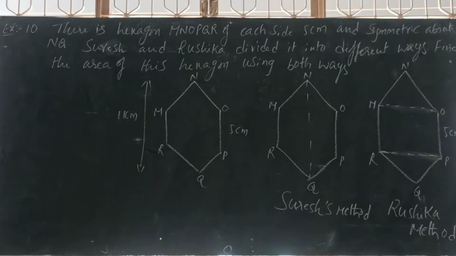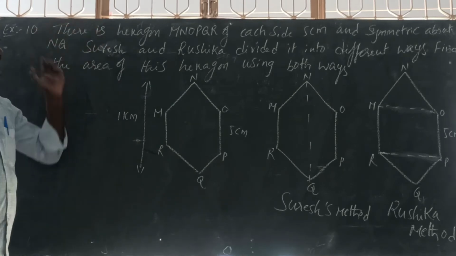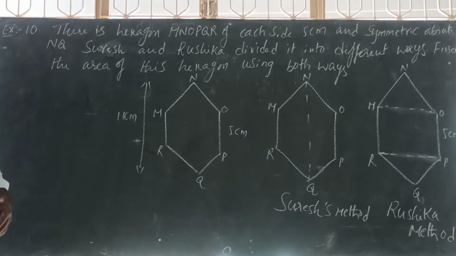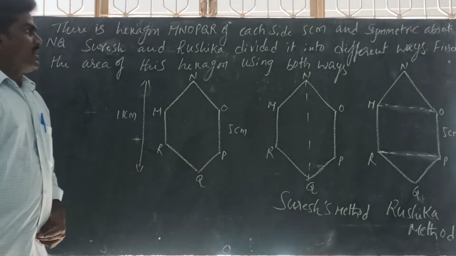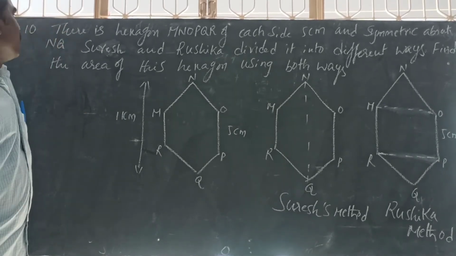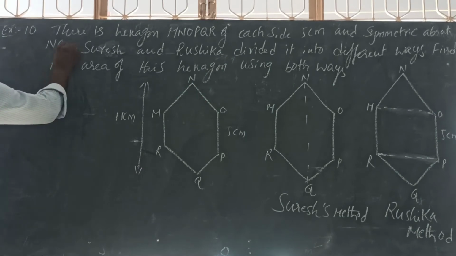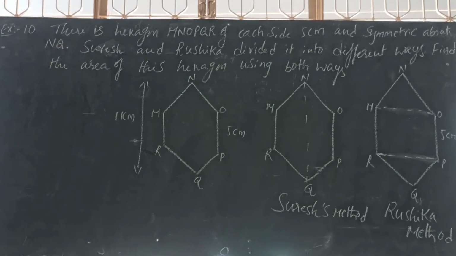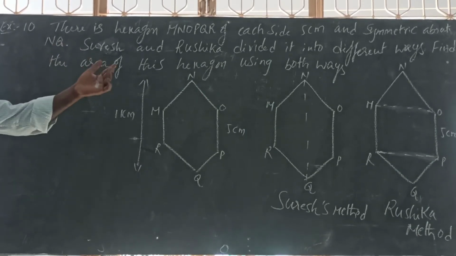Example 10. There is a hexagon MNOPQR of each side 5 centimeter and symmetric about NQ. Suresh and Rusika divided it in different ways.